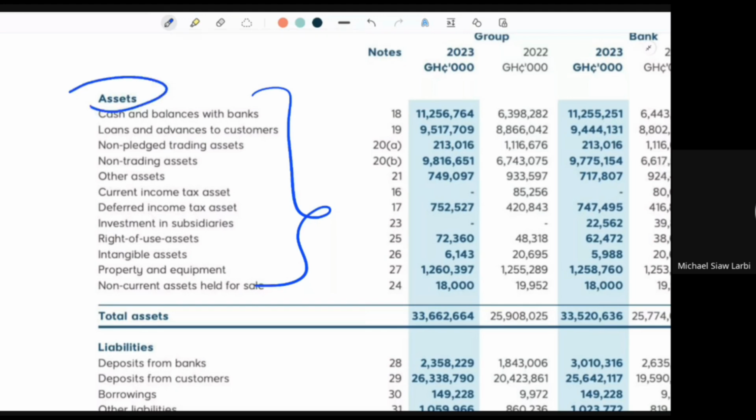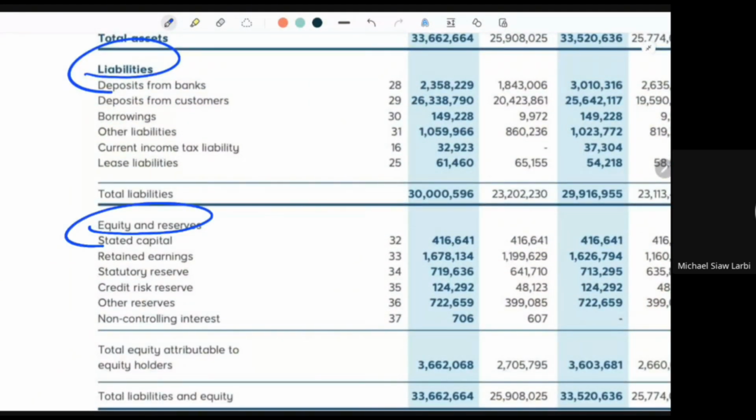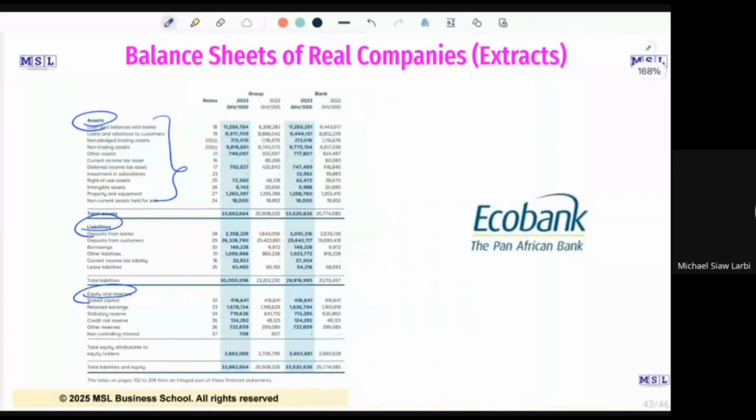So you just see assets, you see liabilities, and you see equity and reserves. But the point remains the same, that every balance sheet will show you assets, liabilities, and equity, right?